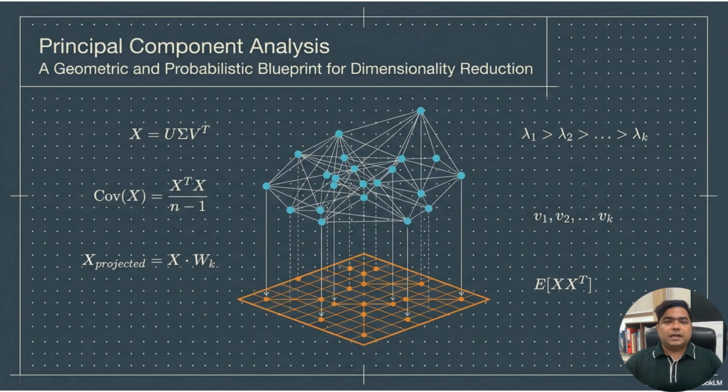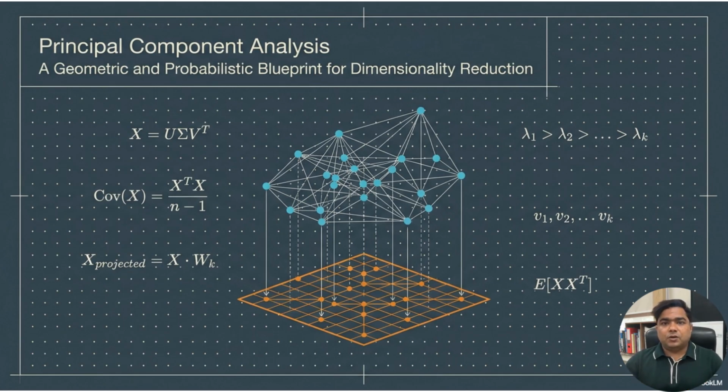For example, an image may have hundreds or thousands of pixels. A biomechanics dataset may have many joint angles, velocities, accelerations, and sensor signals. A medical dataset may contain many measurements from each patient. The problem is that high dimensional data is difficult to visualize, difficult to process, and sometimes difficult for machine learning models to handle efficiently. PCA gives us a mathematical way to find the most important directions in the data.